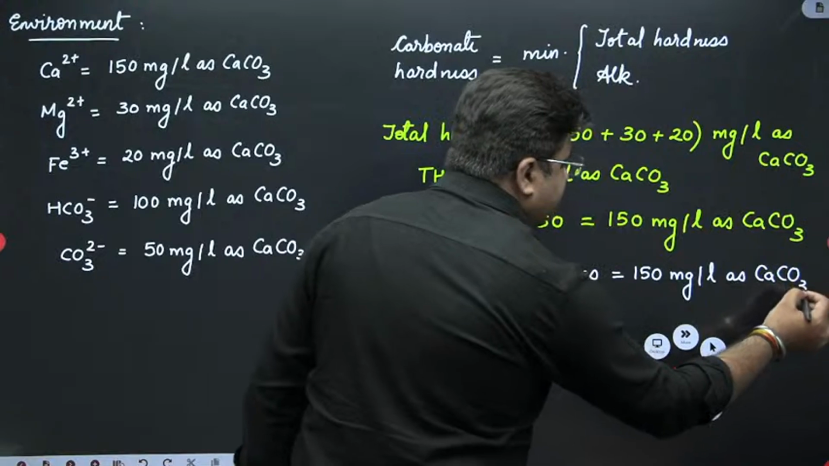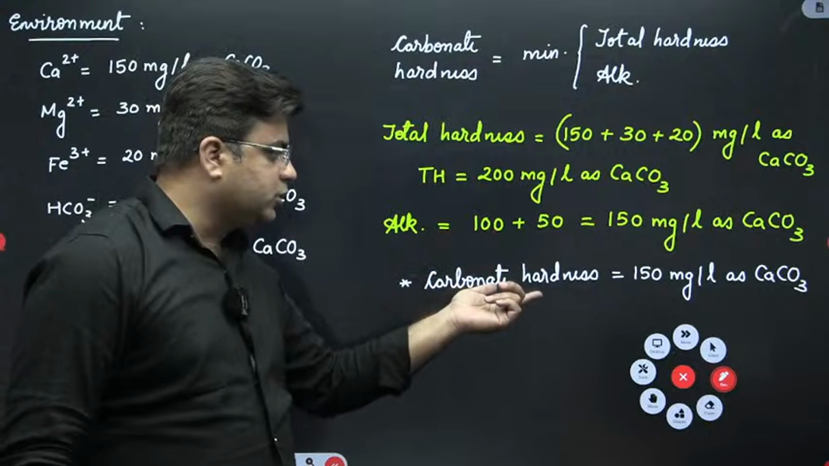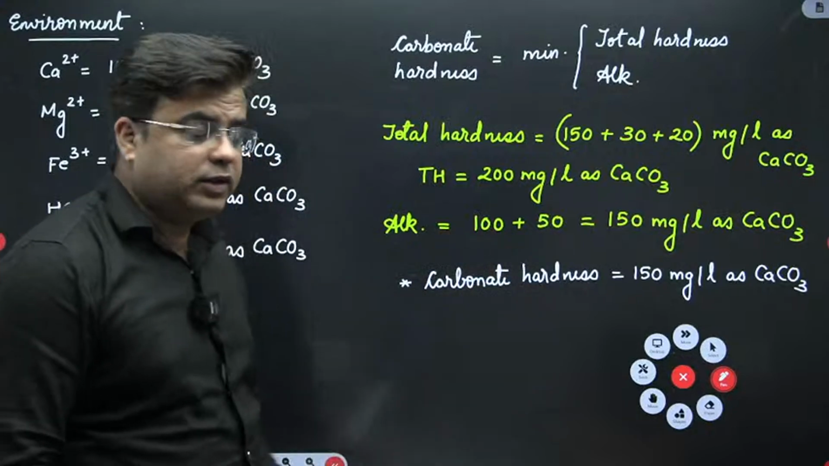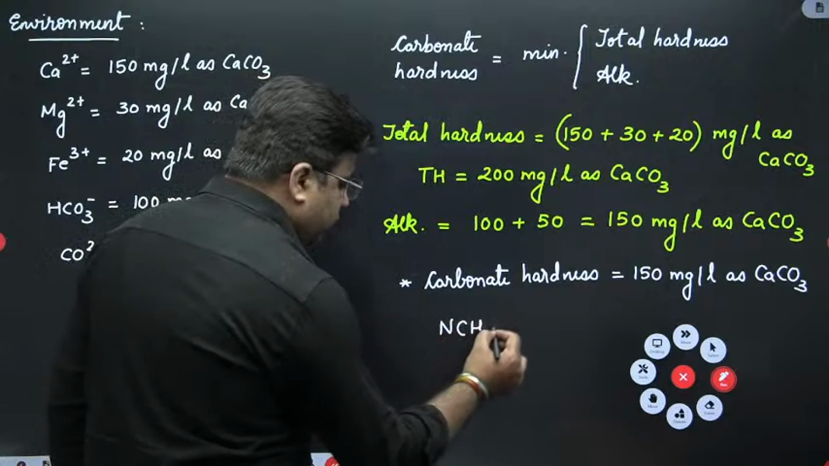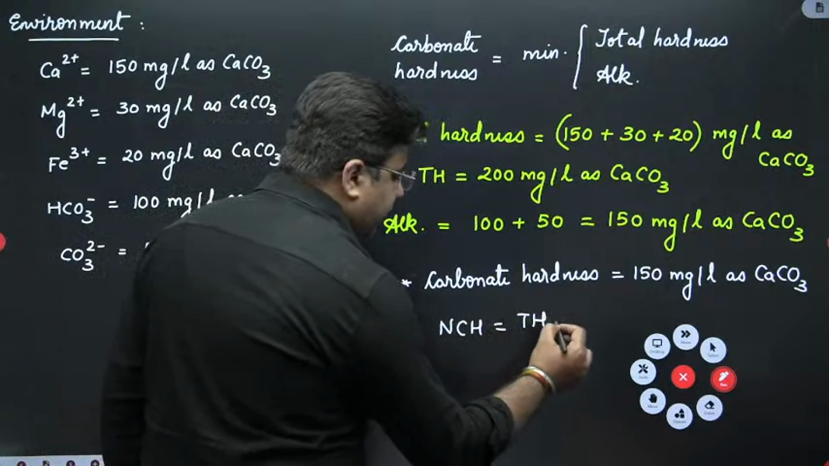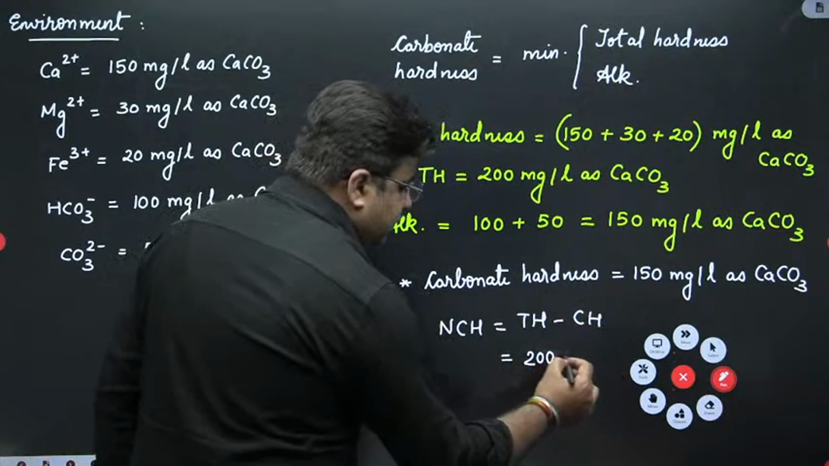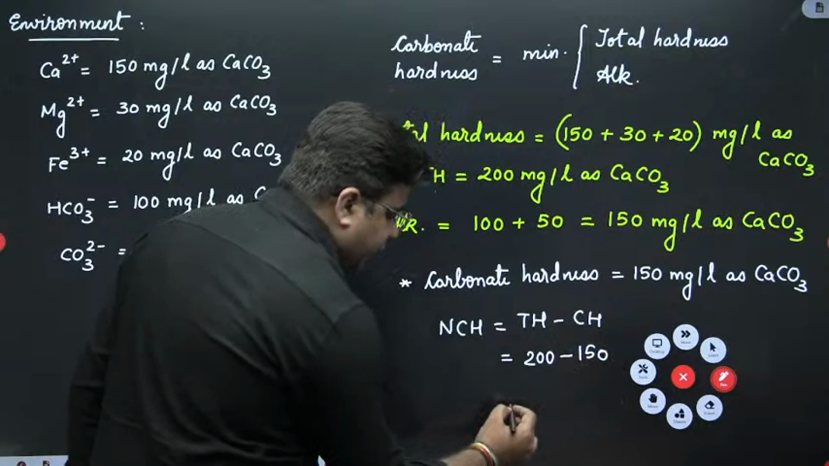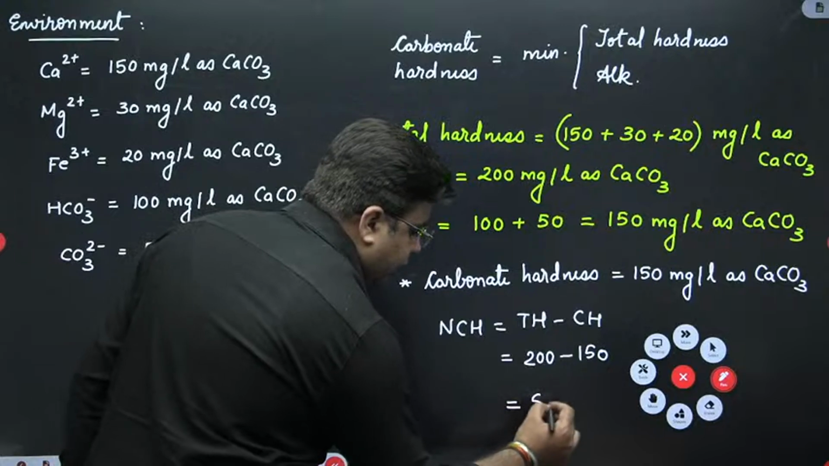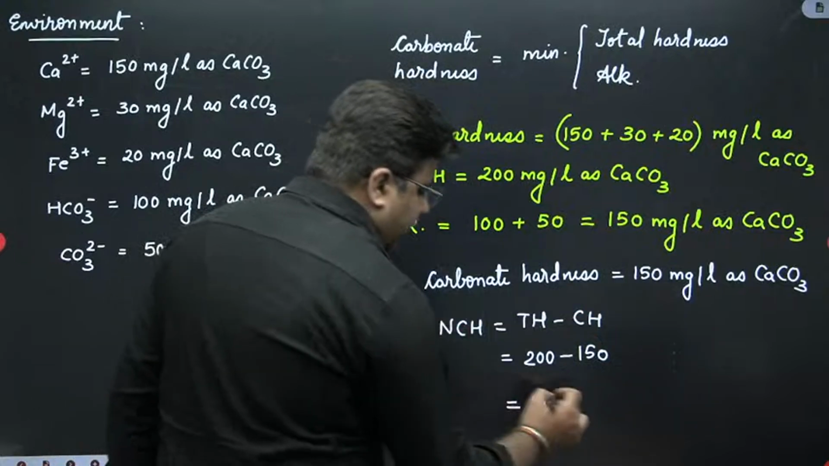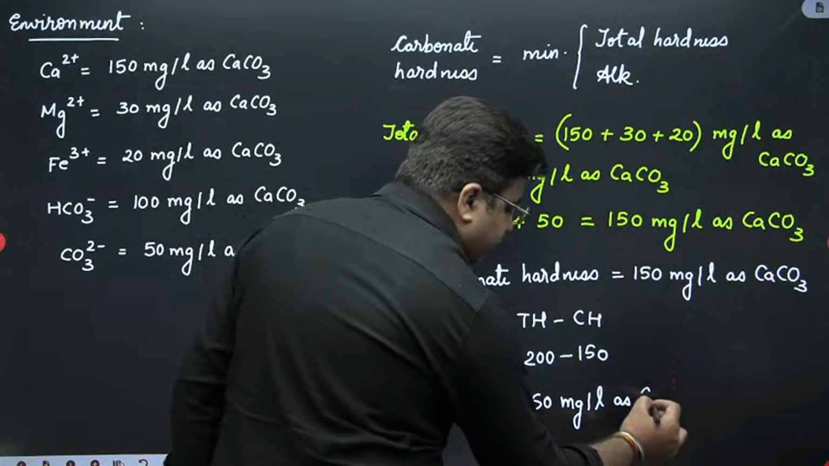Can you just comment and tell me whether only carbonate hardness is asked or any other thing? Like in this question, if non-carbonate hardness is also asked, then it can be calculated like this. Non-carbonate hardness is equal to total hardness minus carbonate hardness. So total hardness is 200, carbonate hardness is 150. So 200 minus 150 is going to give you 50 milligram per liter as CaCO3 of non-carbonate hardness.